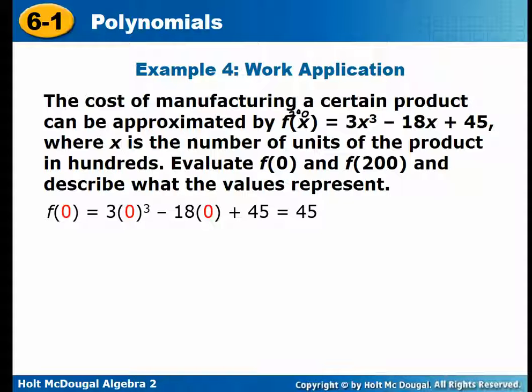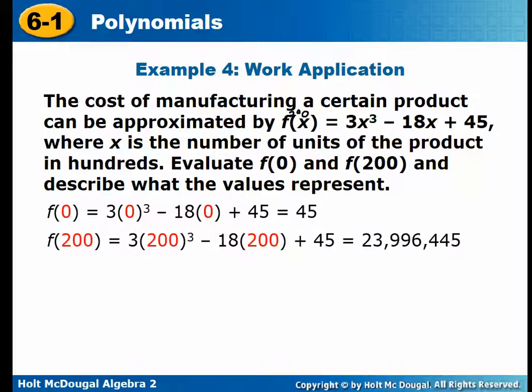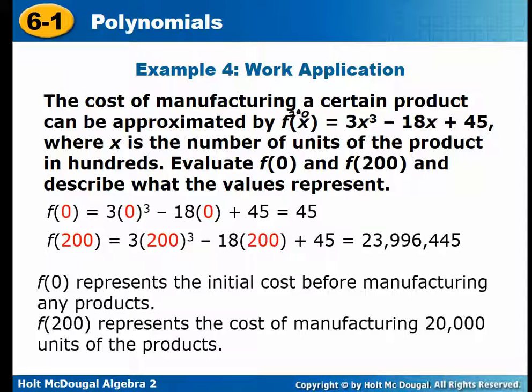Is this hundreds, the cost? Actually, I don't know. And when you put 200 in, you get a huge number. And then the initial cost, that's what this one is. Our initial cost is 45. I don't know if that's $45 or what. It doesn't really explain. And then f of 200, this is the cost of manufacturing.